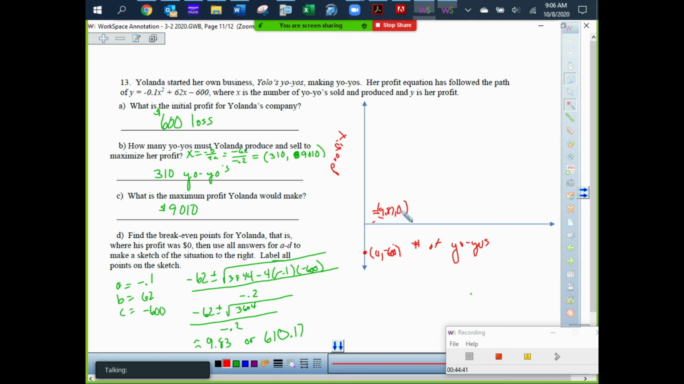Pen's really freaking out. Make that look like a 3. And I'll go put 610 way over here. 610.17, comma 0. And then smack dab in between those two, I'll go put my vertex of 310, 9,010. So it was good that this turned out decimally, just to show us, whoa, not everything's going to come out perfect. That means you couldn't have factored it if it comes out all decimally.